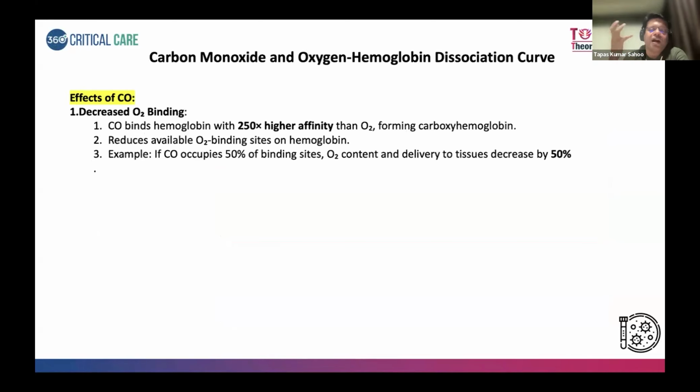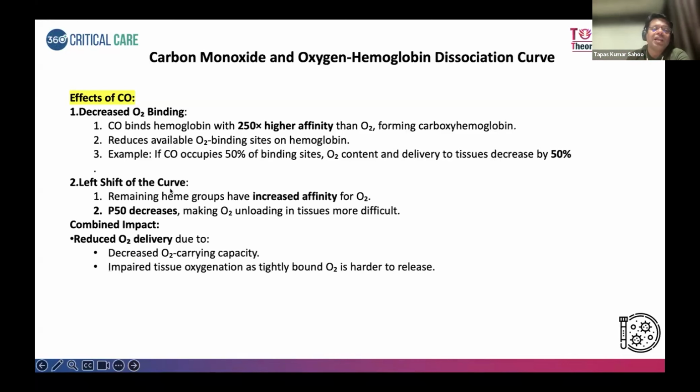Now, what will happen if carboxyhemoglobin will be the predominant hemoglobin bound to the carbon monoxide? That would be reducing the available oxygen binding sites on the hemoglobin because already all the receptors, the sites are filled with carbon monoxide. Now, if carbon monoxide occupies 50% of the binding sites, oxygen content and delivery to tissues decrease by 50%. So that is a real concern for the clinicians.